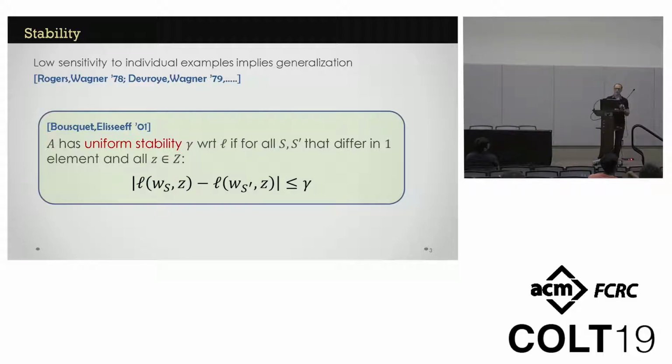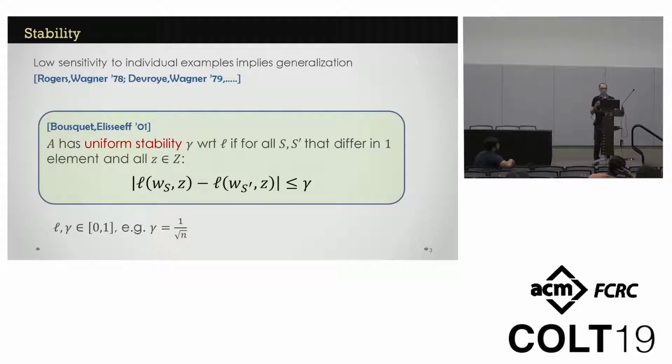An algorithm A has uniform stability with parameter gamma with respect to loss L if for any two data sets that differ in a single element, the loss of the model output on the first data set and the loss of the model output on the second data set, evaluated at an arbitrary point in the domain, will differ by at most gamma. You can think of it as the loss on every point in the domain having the standard bounded differences property with parameter gamma. So for scaling purposes, we'll think of loss as being in the range 0, 1. So stability is also in this range.